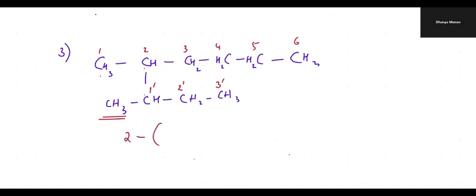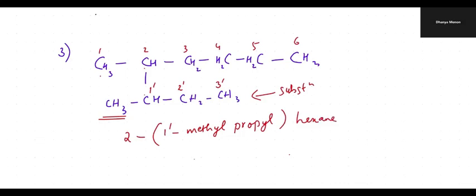So at 1 dash, there is a methyl group. And so here we are naming the substituent. So there are 3 carbons. So not propane, but propyl, because this is a substituent. I close the bracket. And then what is the root word? Hexane. Okay. So I hope you got an idea how to name and number the complex substituent.